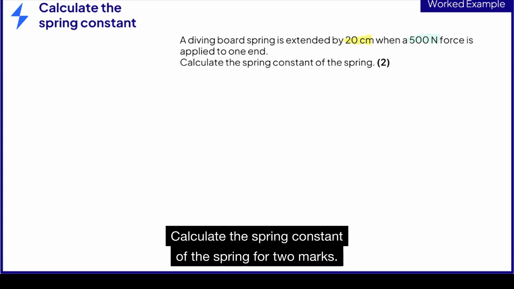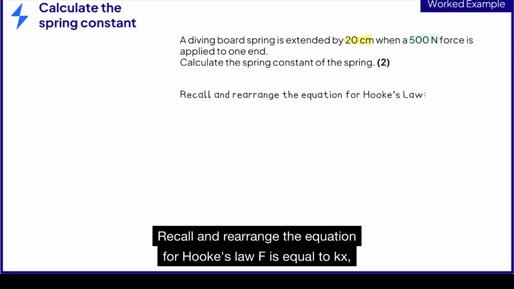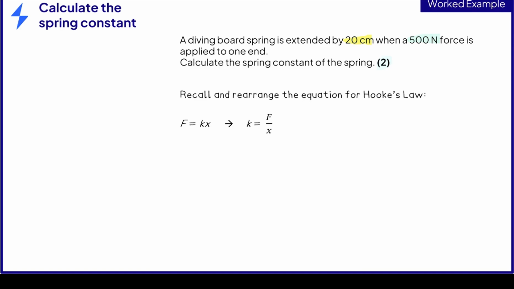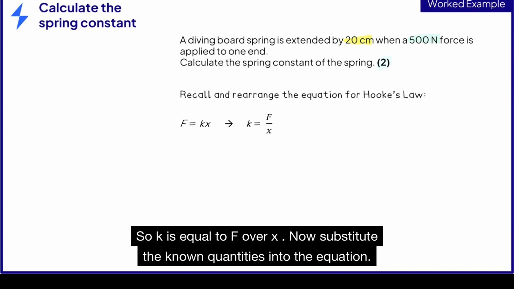Calculate the spring constant of the spring for 2 marks. Record and rearrange the equation for Hooke's law. F is equal to kx. So when we rearrange, we divide both sides by x to get k by itself. So k is equal to F over x.